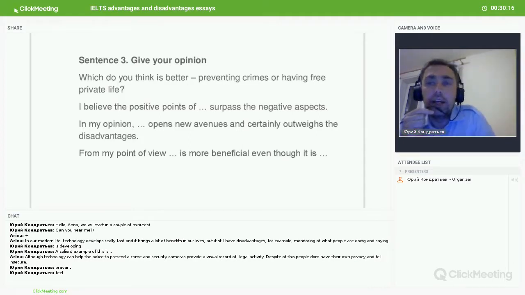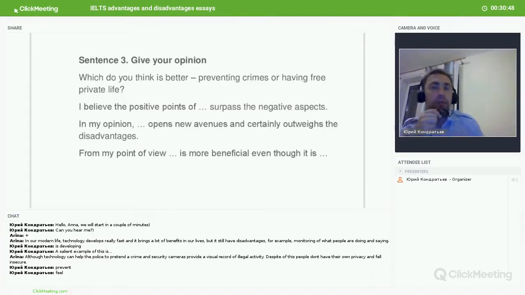One more thing. It doesn't matter which type of IELTS you're taking, general or academic, your essay should be written in academic style. And you can't use contractions like isn't, don't, doesn't, so you should write do not. Yes. Despite of this, people do not have their own privacy. Otherwise, it will be a mistake in style, a stylistic mistake.